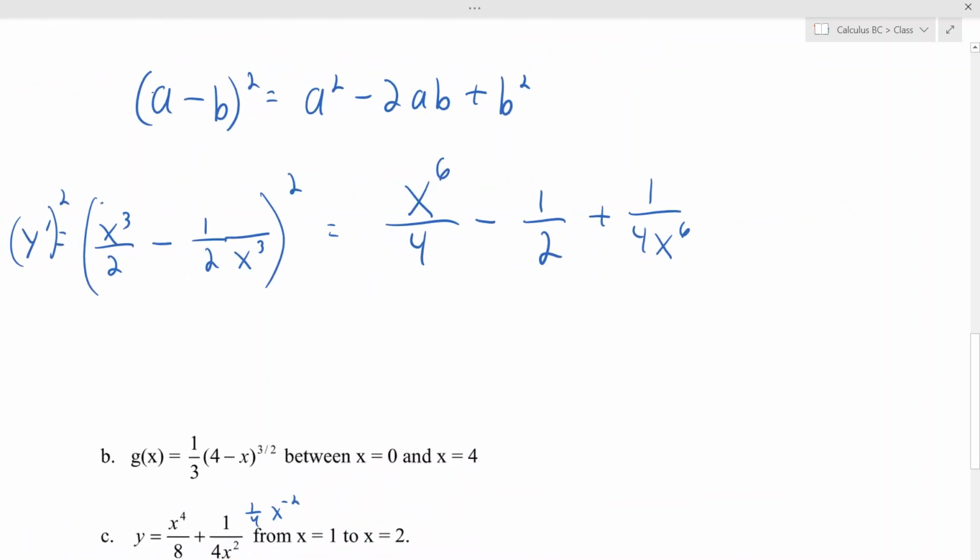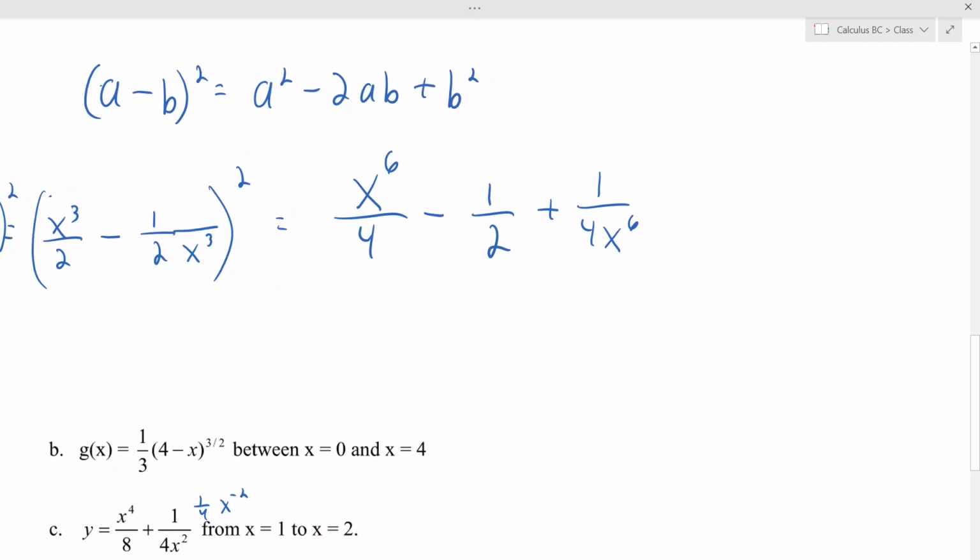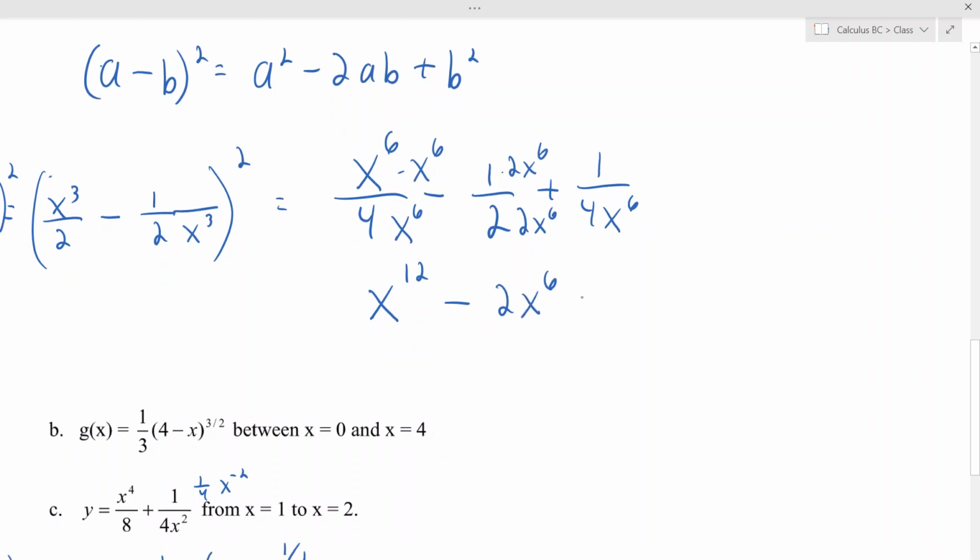And now we need to add 1 to this too, okay? So keep that in mind, and we're going to drop that into a square root. But the common denominator that will make this all come together is 4x to the 6th. So we need x to the 6th here, x to the 6th here, right, to make that happen. We need 2x to the 6th here, and 2x to the 6th here, and this is already 4x to the 6th. So this is going to become x to the 12th minus 2x to the 6th plus 1 all over 4x to the 6th. That's the derivative squared, and I need to add 1 to that.